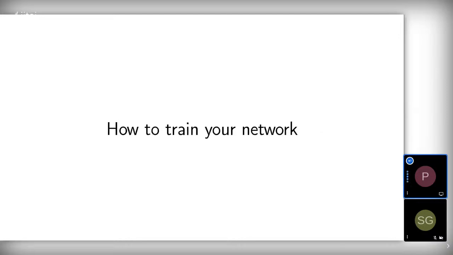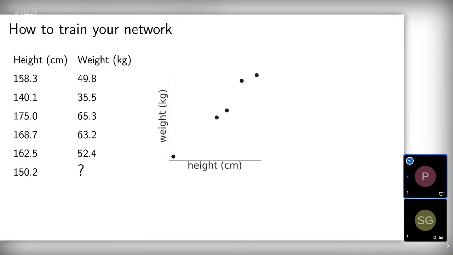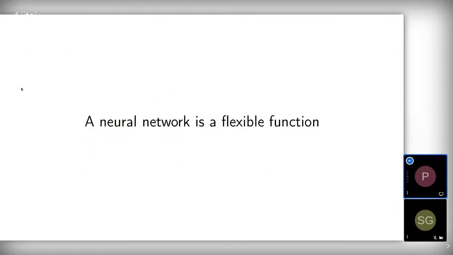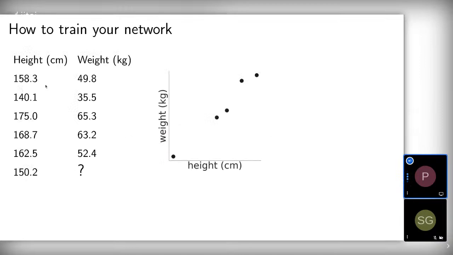So how do you train your network? Let's start with a concrete example. Imagine that you've measured the height of lots of different people, and you've also simultaneously measured their weight, and you want to connect the values that you've measured for the height to the values that you've measured for the weight. So essentially you want to learn a mapping from the height to the weight.